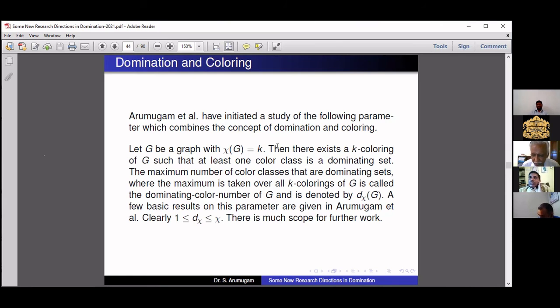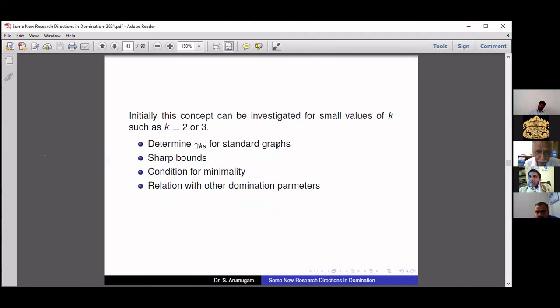Domination is a well-developed theory. Coloring is also a well-developed theory. Both theories have a lot of applications. So combining them is, in a way, good. Combining two well-developed areas is in a way good. But to work further, you have to be familiar with what is already known in both areas. That's the whole idea. So this is a combination of domination and coloring.